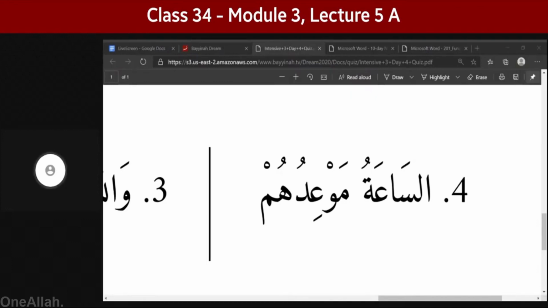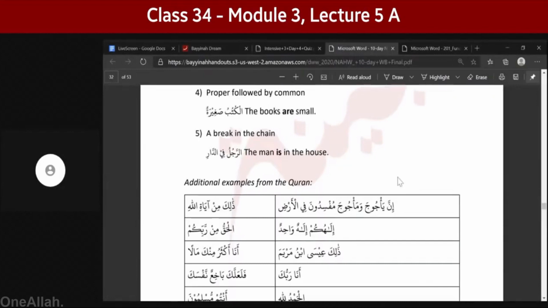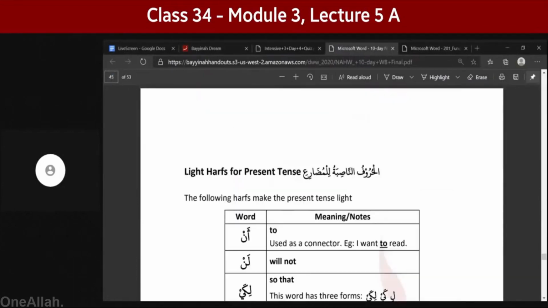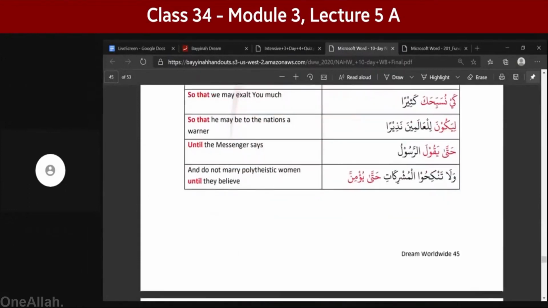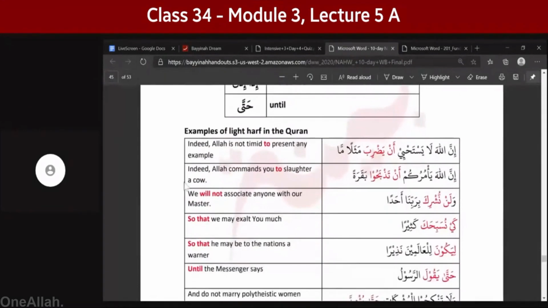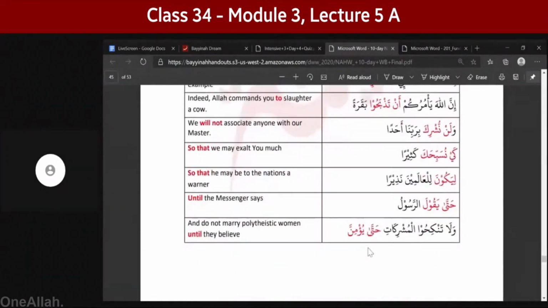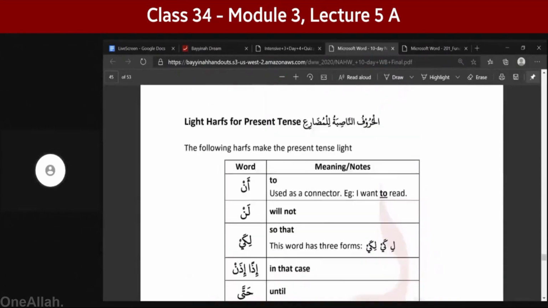Workbook, page 45, number 5. Okay, لِيَكُونَ لِلْعَالَمِينَ نَذِيرًا. The original word here is, okay, we talked about this, this is under lightest, right? Or it's light.